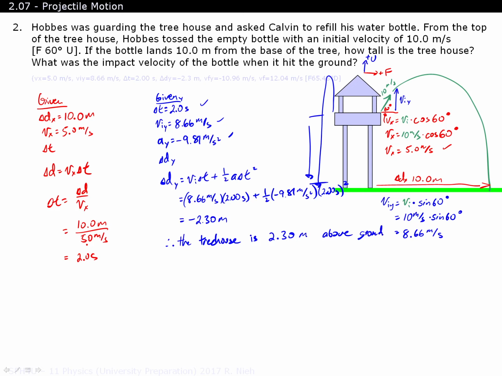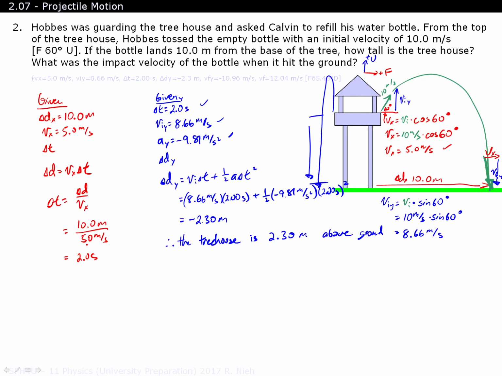All right, number 2 is asking about the impact velocity. So taking a look at the diagram, what we're solving for is this apparent green vector. Now I'm drawing a vector on top of a displacement diagram, and it's just for visual correlation. All right, so there's an impact velocity, and that impact velocity is based upon our Vx, which hasn't changed, and our Vfy, which now has changed.